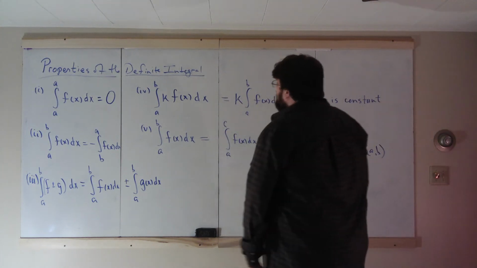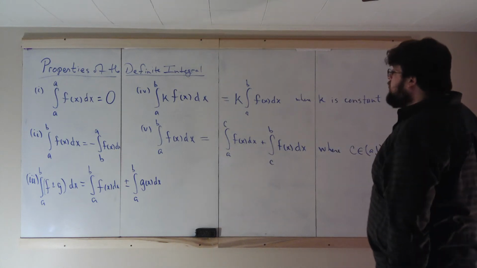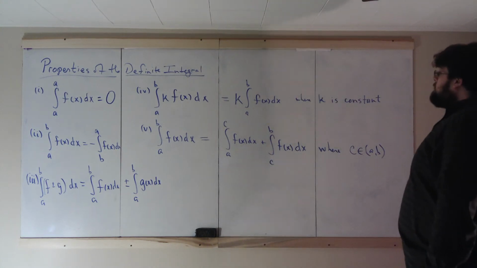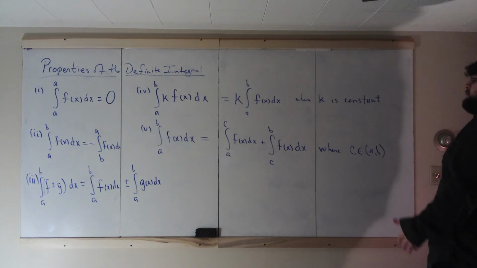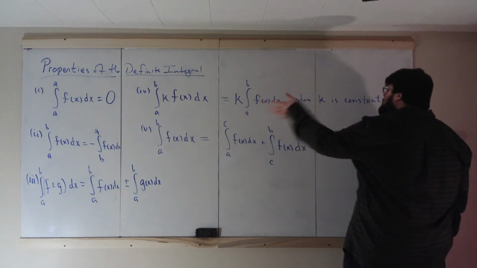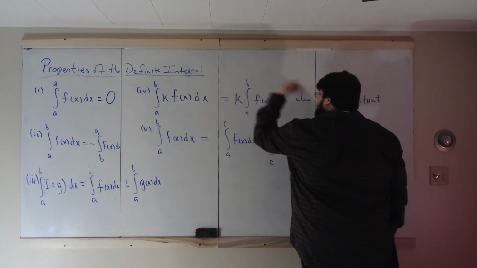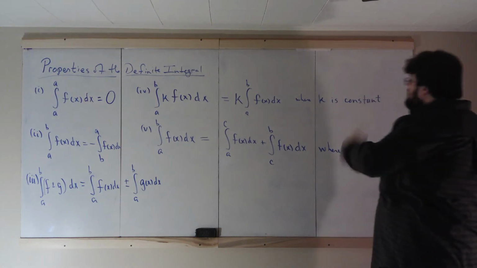4. The integral of a constant times a function is the constant times the integral. Just like with limits, derivatives, and indefinite integrals, if there's a constant in front, you can pull it out and then do your computation. Very convenient.